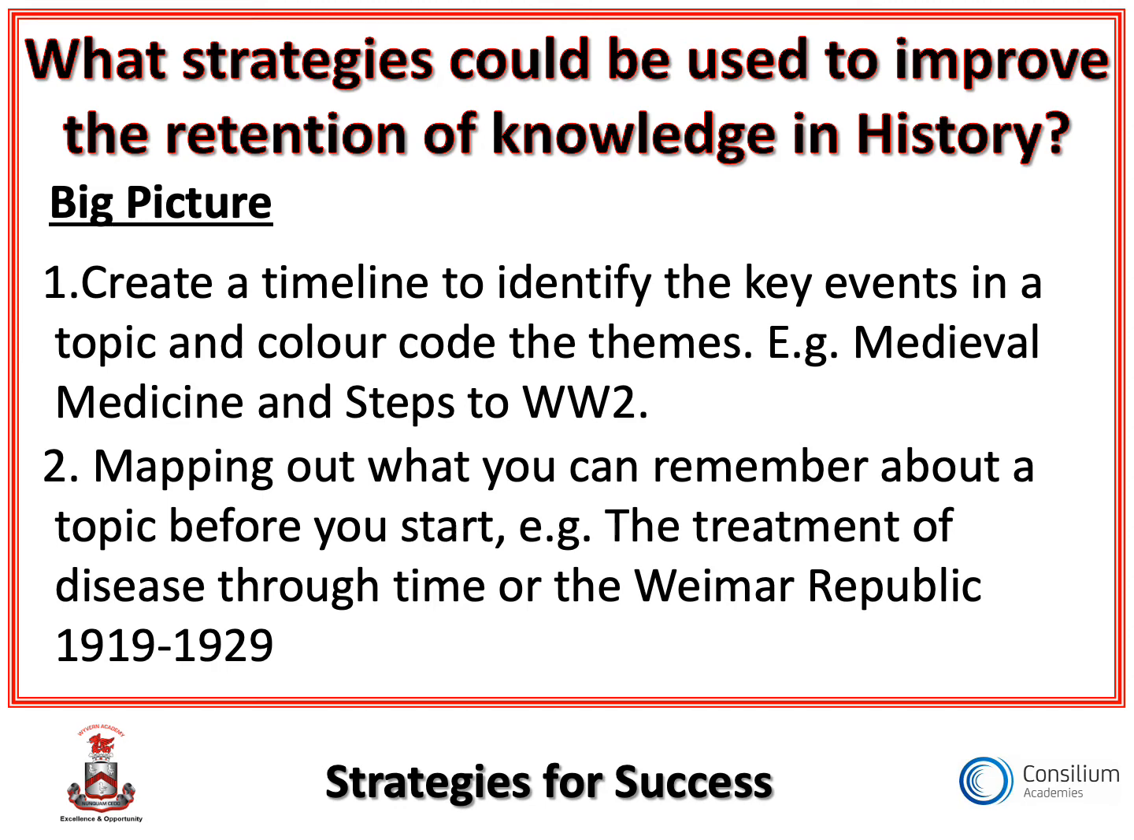To do this, create a timeline to identify the key events in a topic and colour code the themes. For us, medieval medicine, and then things like steps to World War II. Mapping out what you can remember about topics before you start. For example, the treatment of disease through time, or the Weimar Republic in 1919 to 1929 as part of conflict and tension.